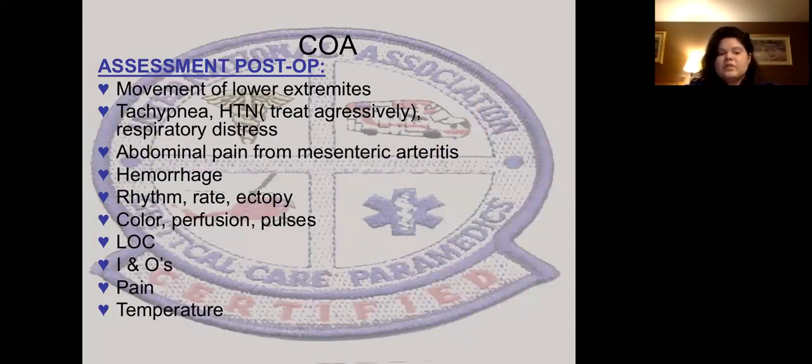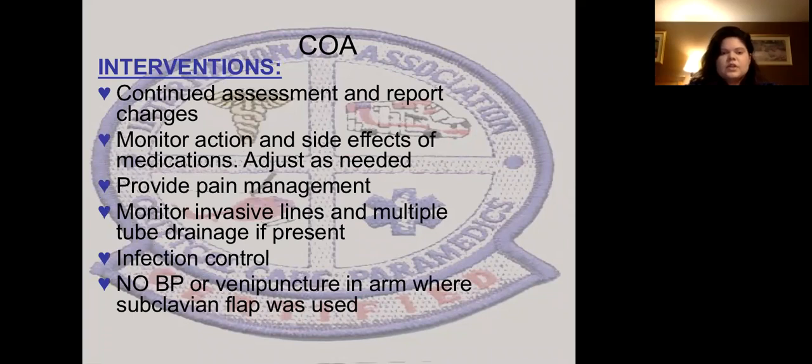Hemorrhage is a huge deal. And again, any type of symptoms that you would note in a patient that has an aneurysm, you would also watch for in these. Infection control remains to be a huge issue. Some interventions: continue your assessment, monitor, note the side effects of the medications as well as how well they worked. Pain management for sure. Monitor your lines, infection control, and remember, no pressures or venipunctures in the arm where the subclavian flap was used.